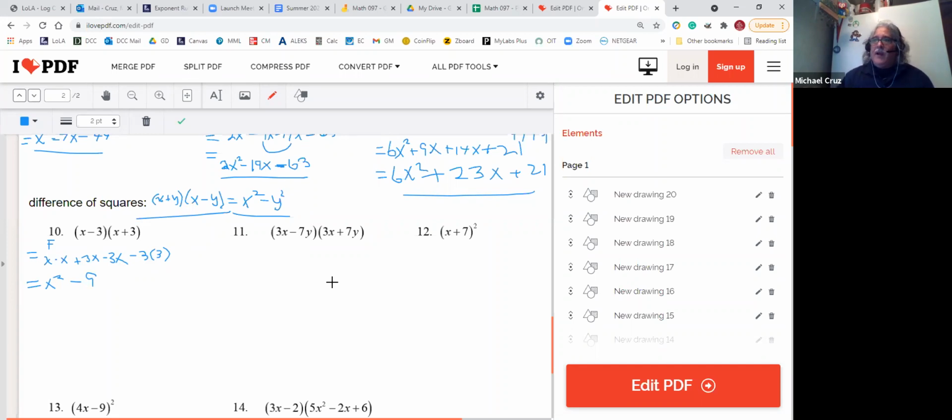When you multiply things that fit that pattern, all you need to do is square the first term, square the second term, and then put a negative sign in the middle. So try that one, and then I'm going to work it the short way. All right?